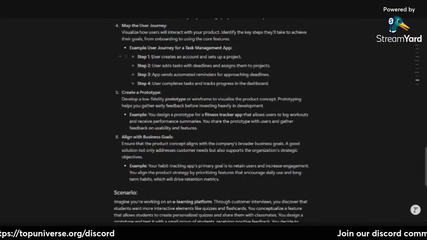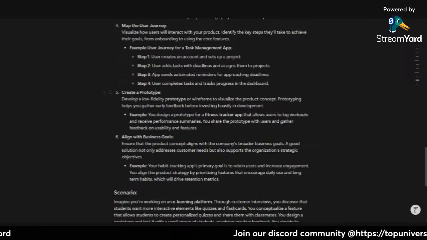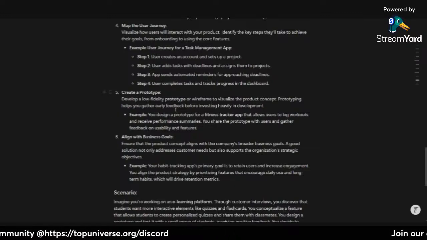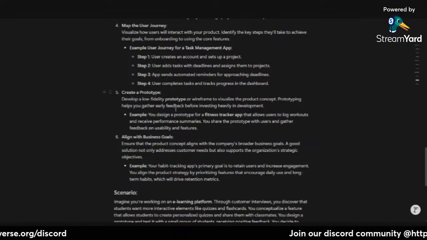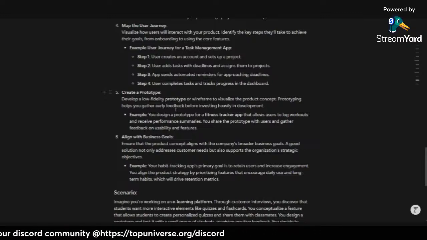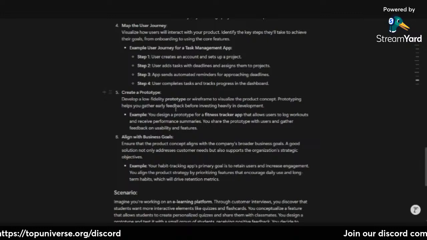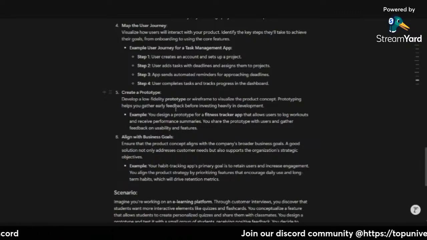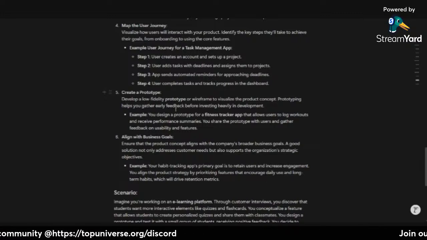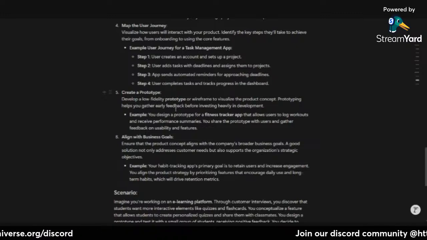After mapping out these journeys, the next thing you want to do is create a prototype. You develop a low fidelity prototype or wireframe to visualize the product concept. Prototyping helps you gather early feedback before investing heavily in development. Say you design a prototype for a fitness tracker app that allows users to log workouts and receive performance summaries. You share the prototype with the users and gather feedback on the usability and the features. This would help you gather a lot of information regarding this product even before you start actual development, to avoid wasting a lot of time developing something that the users are unable to use at the end of the day.